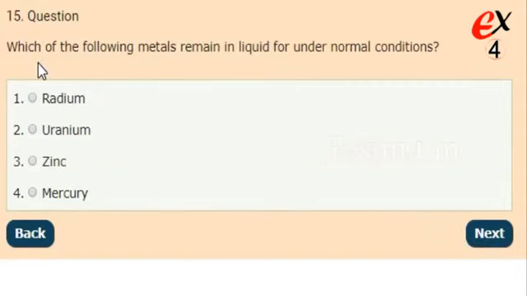Next. Which of the following metals remains liquid under normal conditions? Options: radium, uranium, zinc, mercury. Answer is option 4, mercury.